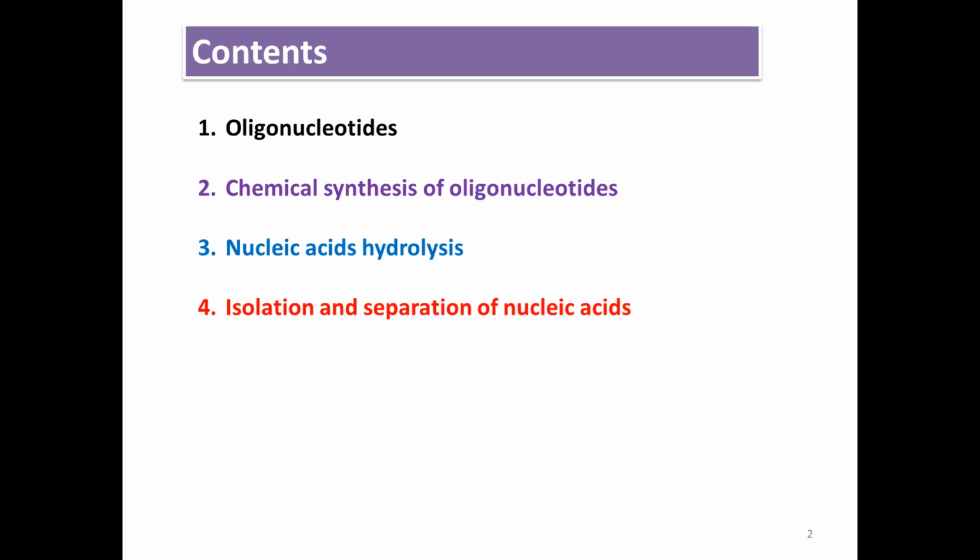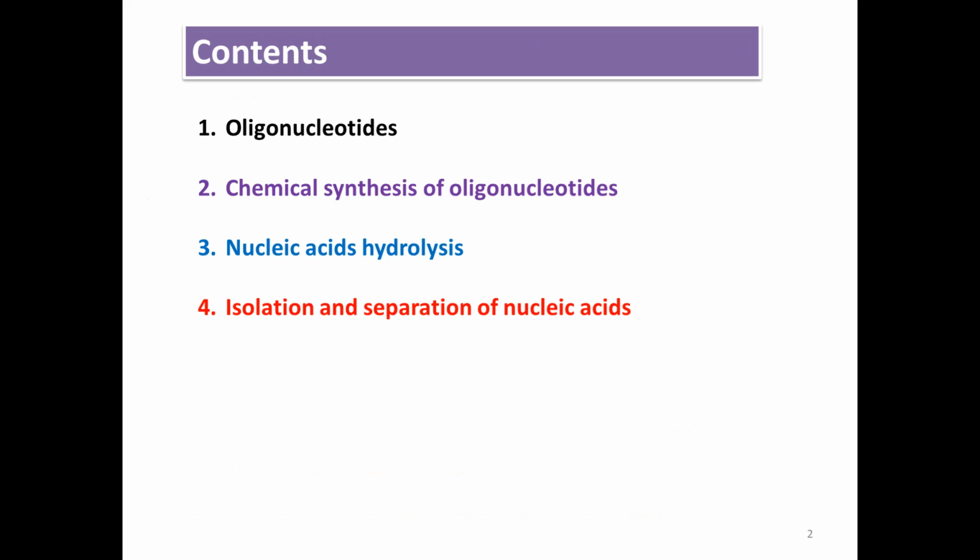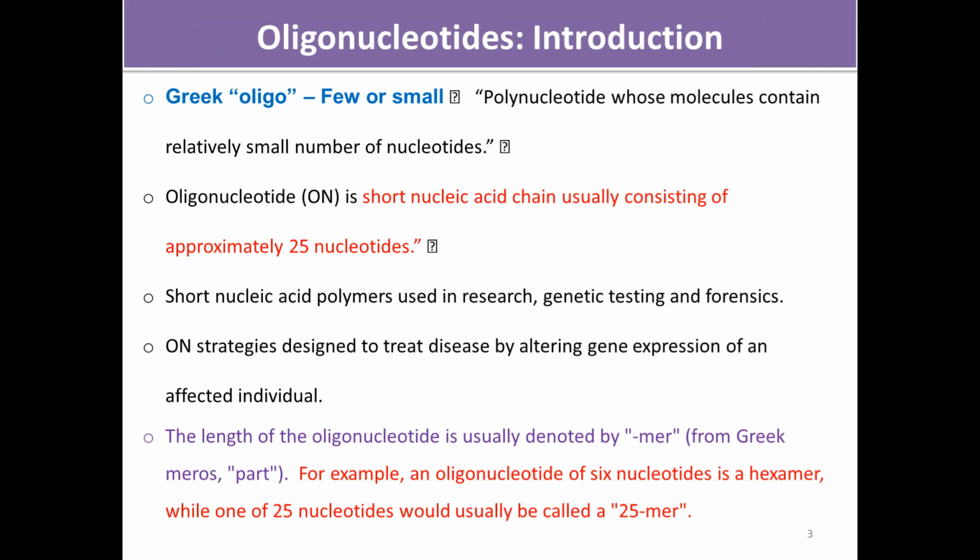So here we will discuss the first one, oligonucleotides, then the chemical synthesis of oligonucleotides, and then the isolation and separation of nucleic acid, which is very important. You all know about DNA separation. So the first one, oligonucleotide introduction. In this slide, we will discuss the general introduction of oligonucleotides.